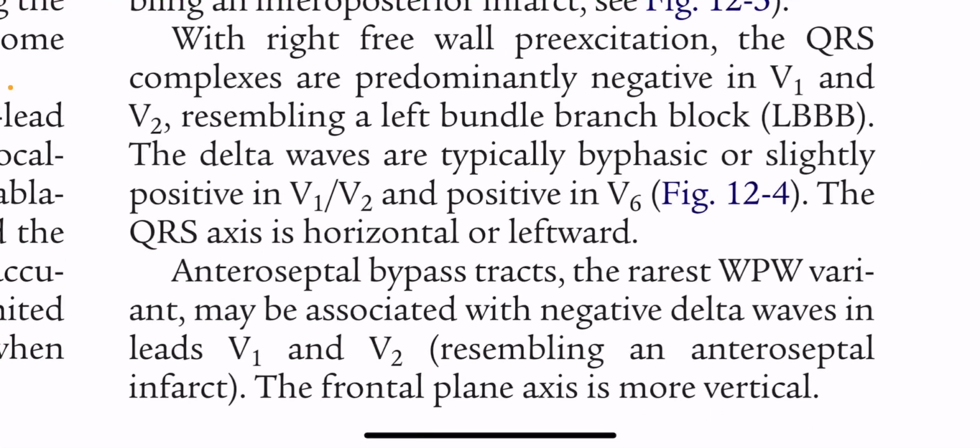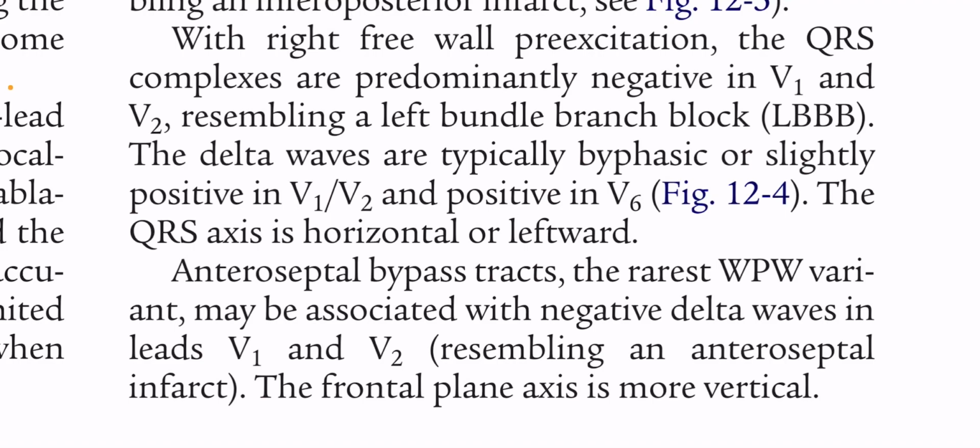With right free wall pre-excitation, the QRS complexes are predominantly negative in V1 and V2, resembling a left bundle branch block. Right free wall pre-excitation is type B. The QRS complexes are predominantly negative in V1 and V2, resembling a left bundle branch block.